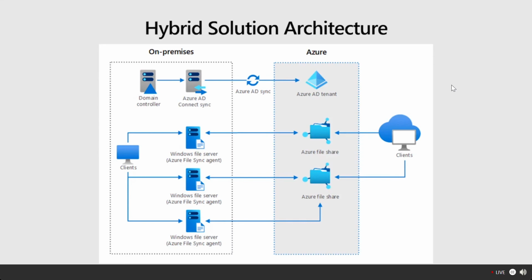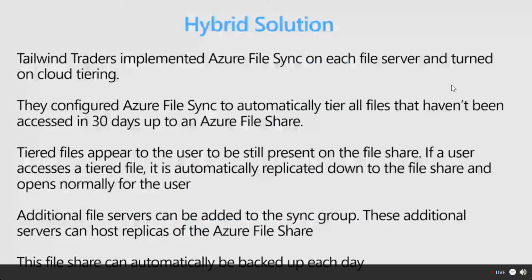If Tailwind Traders implements Azure File Sync, they can turn on cloud tiering. And they could turn on Azure File Sync to automatically tier any file that hasn't been accessed for 30 days. So with OneDrive, you've got to do it manually. You've got to say, hey, let's put this folder up into the cloud. With Azure File Sync, it'll say, hey, you haven't touched this for 30 days. Bang, I'm automatically going to go and tier that for you. And if you're a user accessing that file on the file share, you've got no idea whether or not it's been tiered or not. But if you try and open it, it syncs back down from the cloud and then opens normally.